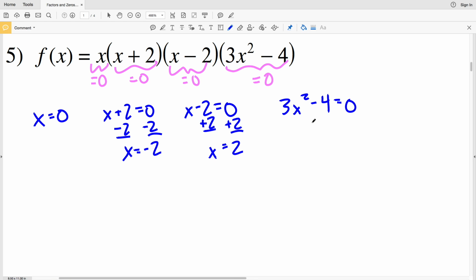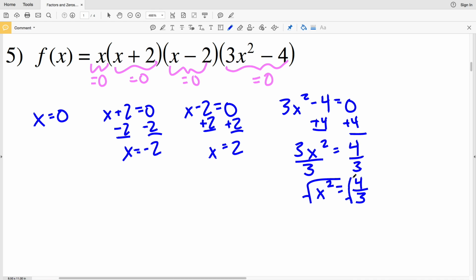And for my last equation, I'll add 4 to both sides to get that 3x squared equals a positive 4. Then I'll divide both sides by 3 to get that x squared equals 4/3. And then I'll take the square root of both sides. So x will equal a positive square root of 4/3 or a negative square root of 4/3. Because remember, since we're squaring it, a negative times a negative is still a positive.